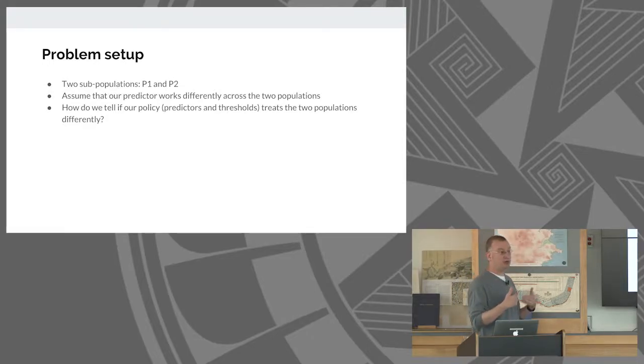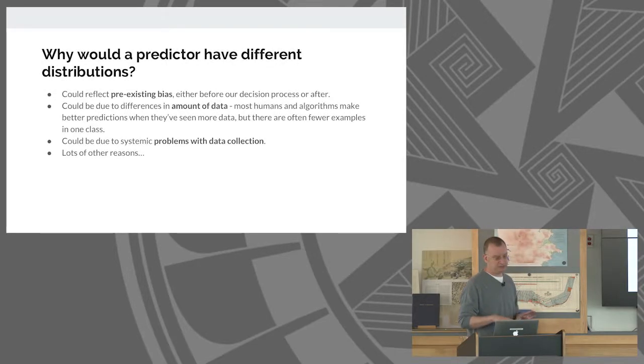So how do we tell if our policy, which might be who gets a loan or who gets a job or who gets parole, how do we tell if our policy is treating those two populations differently? So let me back up and say, why would a predictor have different distributions for different populations? There's a ton of reasons. It could reflect a pre-existing bias.